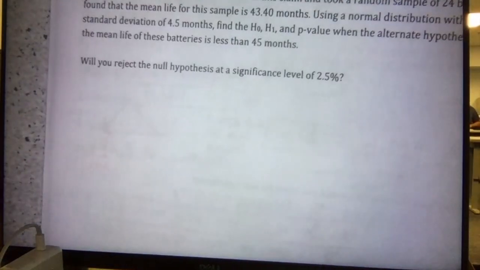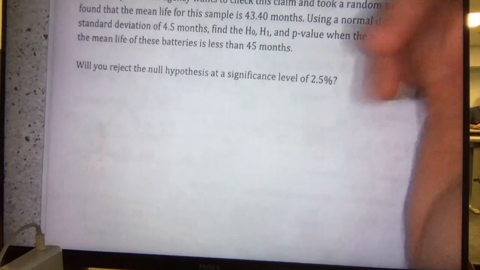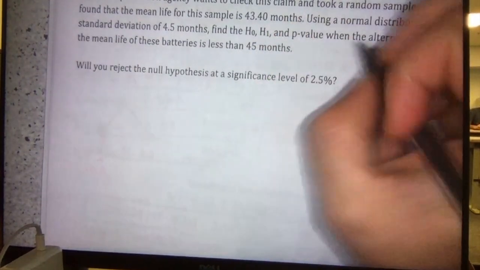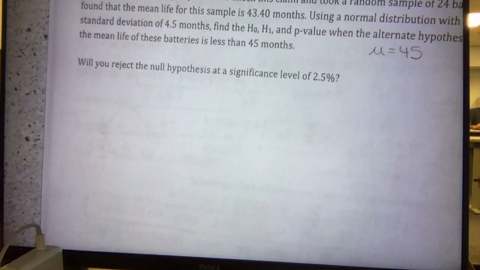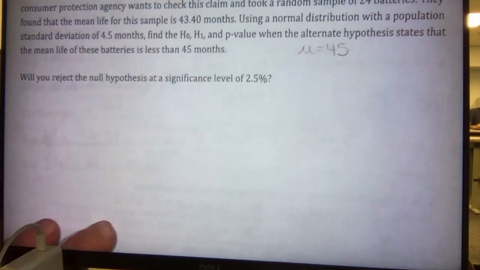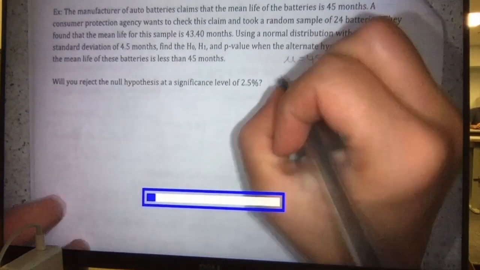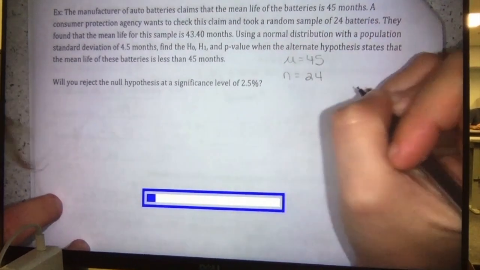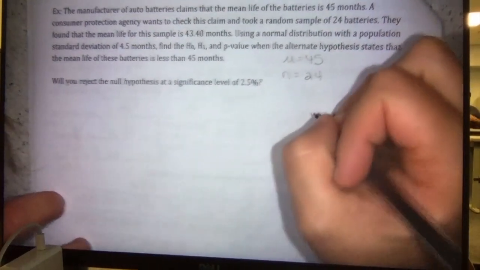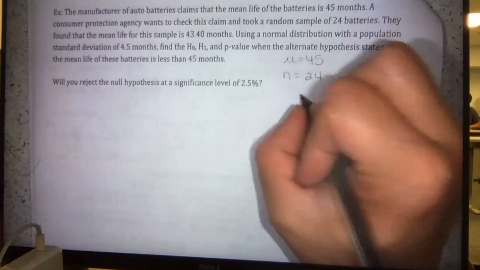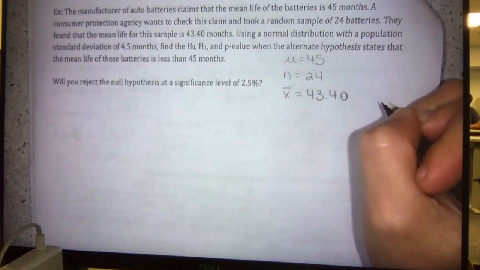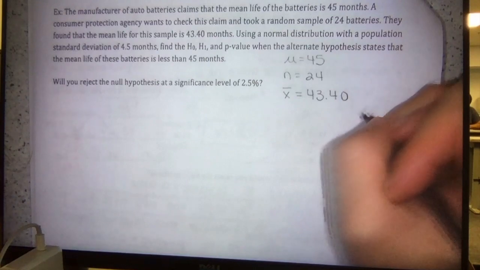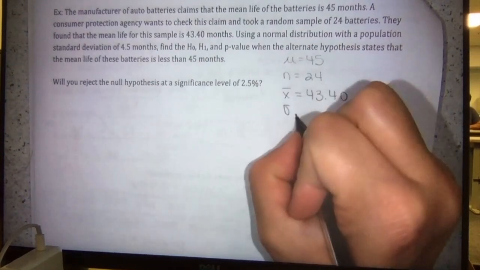The manufacturer of auto batteries claims that the mean life of all batteries is 45 months. So we know of all batteries, so that's our mu, 45. A consumer protection agency wants to check this claim and took a random sample of 24 batteries. So we know our n is 24. They found that the mean life for this sample is 43.40. So our sample mean, our x bar, is 43.40. Using a normal distribution with a population standard deviation, so we know our population standard deviation.